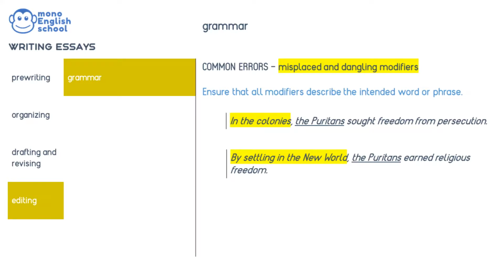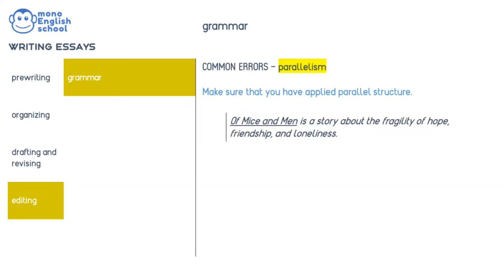A final common error to discuss is faulty parallelism. Elements within certain sentence structures, for example lists, should be presented in matching forms. This can be demonstrated through our example. "Of Mice and Men is a story about the fragility of hope, friendship, and loneliness." This sentence contains a list with 3 items: fragility of hope, friendship, and loneliness.